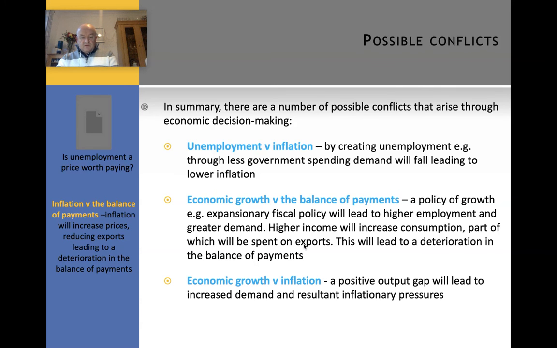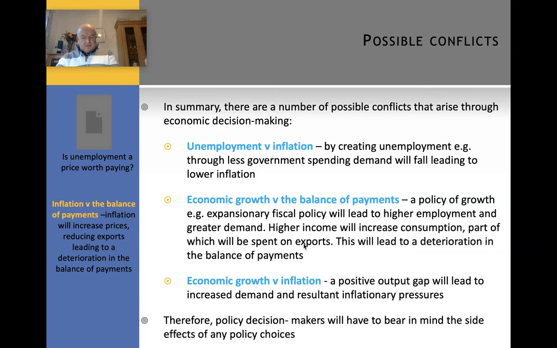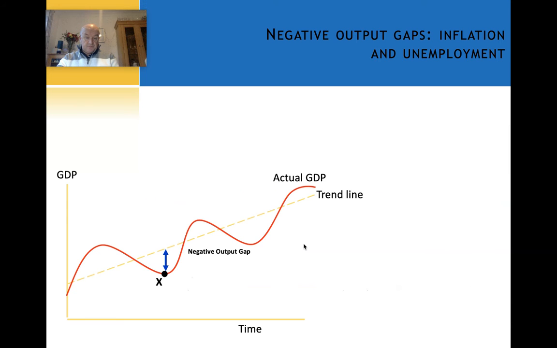If we then take a look at economic growth versus inflation, then we may have a positive output gap, and that could lead to increased demand and resultant inflationary pressures. We're going to talk about positive and negative output gaps in a minute. So, clearly, one of the things that policy decision makers have to do is bear in mind that there are a number of side effects on any policy choices, and trying to take a balanced view is clearly quite an important principle to get right.